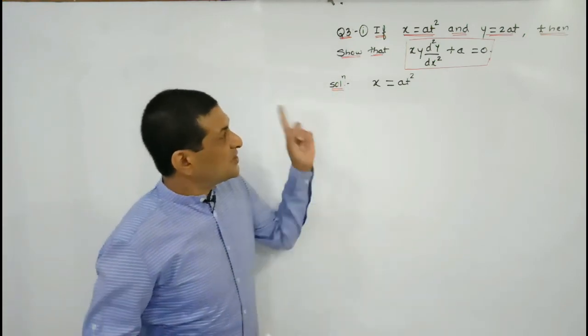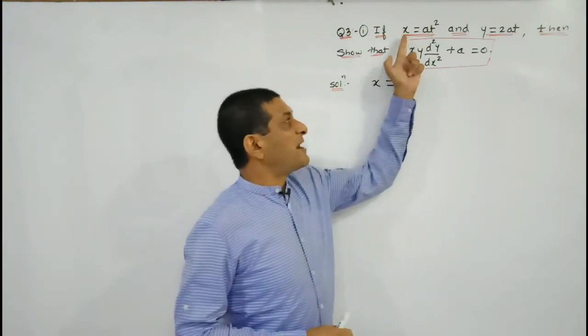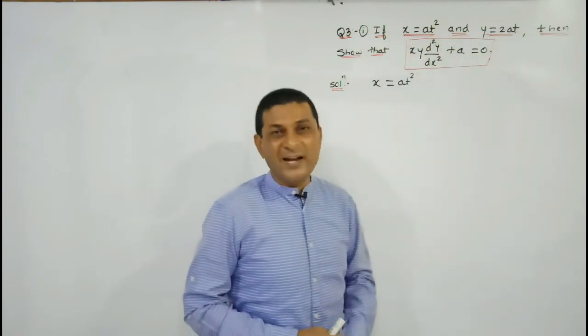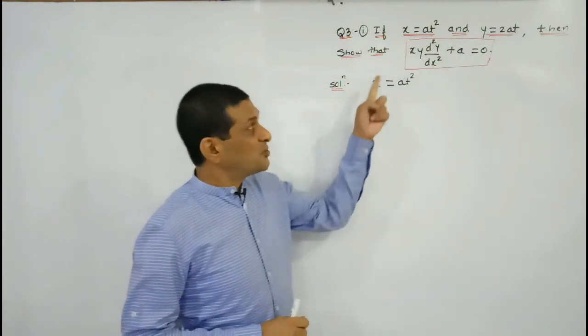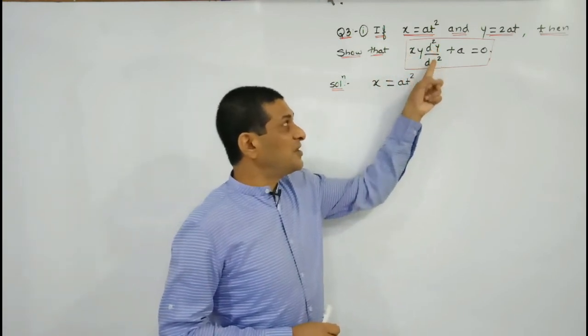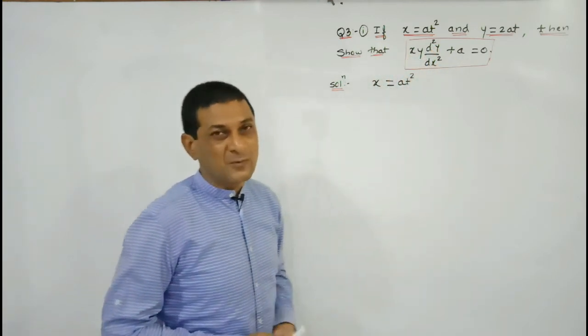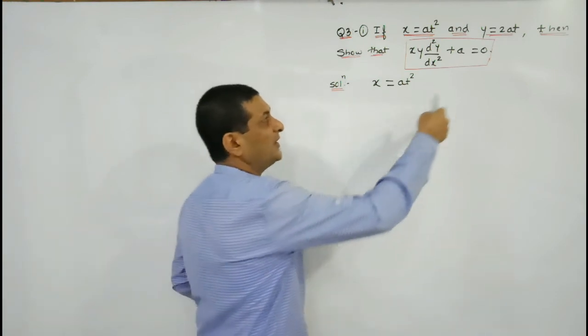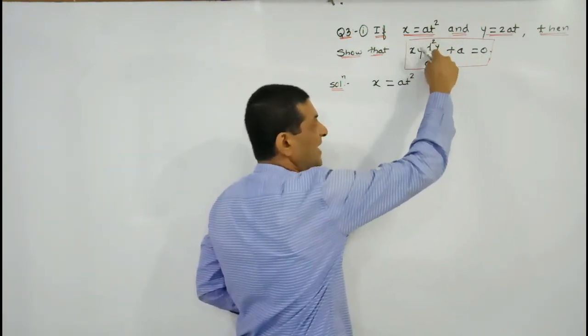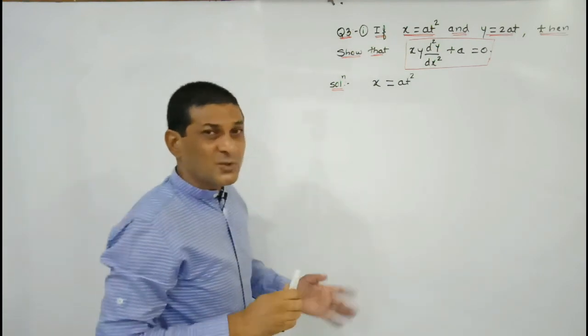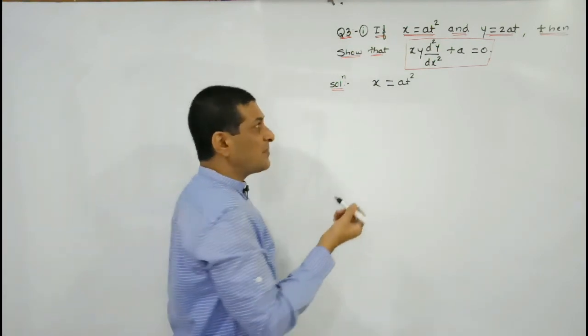So well, in question number 3, it is a parametric function: x is equal to at square and y is equal to 2at. It is a parametric function, and we have to show that x into y into d2y upon dx square plus a is equal to 0. So to find the value of this expression, we will require the value of d2y upon dx square. So let us try to find the value of d2y upon dx square.